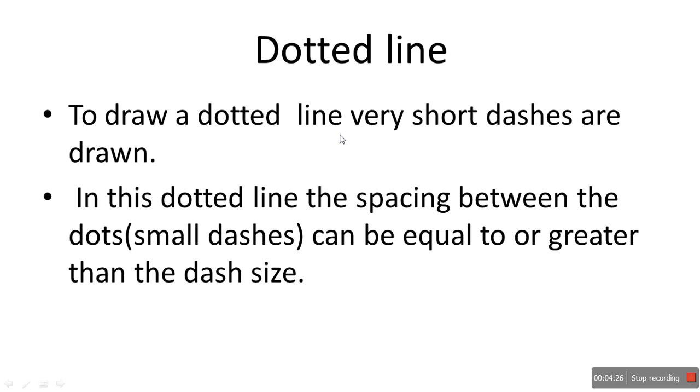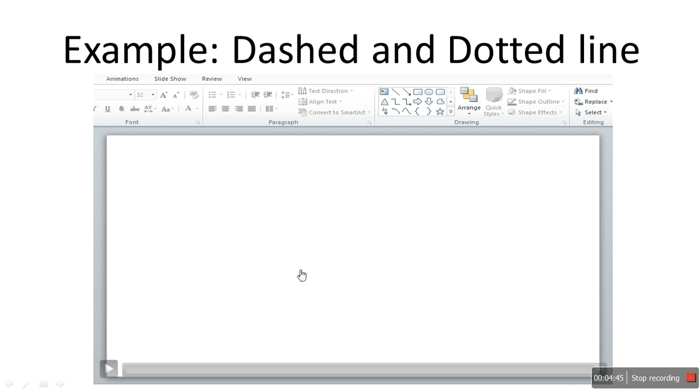Now what is a dotted line? A dotted line is exactly like a dashed line, but instead of the full length dash, we have a dot, that is the smallest dash available. To draw a dotted line, it's very short dashes. In a dotted line, the spacing between the dots, or small dashes, can be equal to or greater than the dash size. We'll take a look at an example.